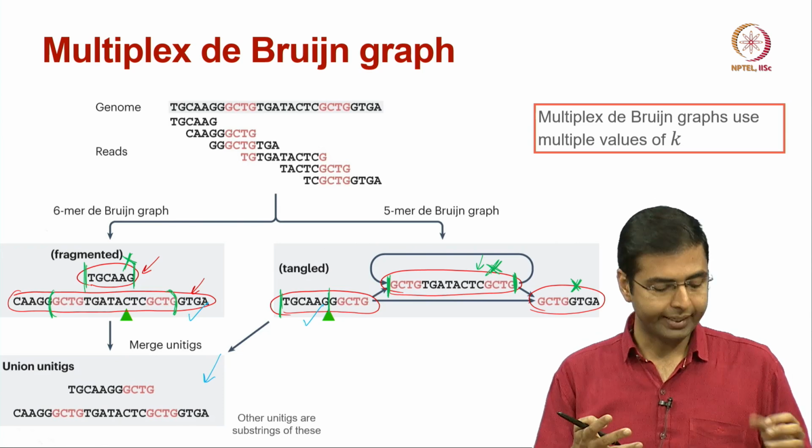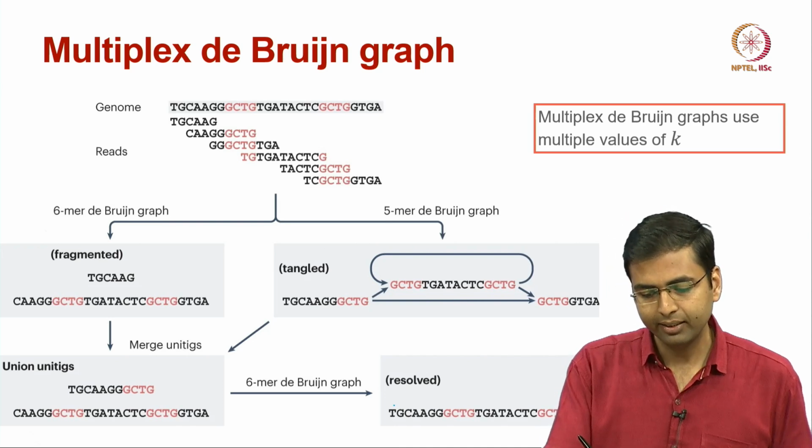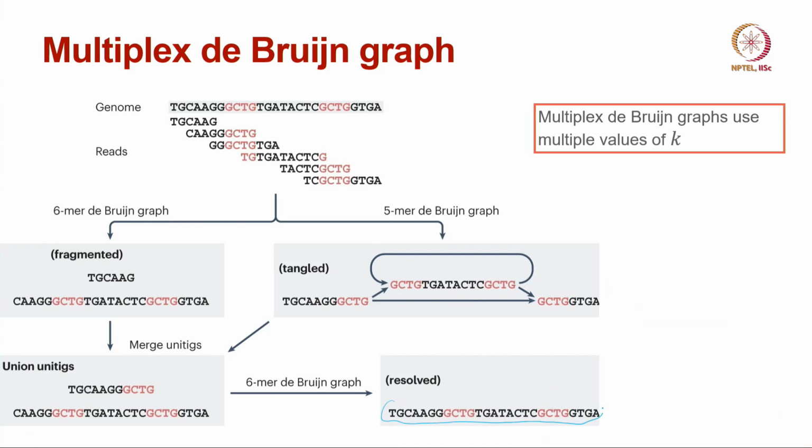From these unitigs, again we will build a de Bruijn graph using k equals 6, and this time you will see that we are able to resolve the complete genome sequence. That is, the genome sequence that we started with, we are able to get the same genome sequence when we build the de Bruijn graph. So now you build a 6-mer de Bruijn graph and you will observe a single chain-like topology in which you have a single unitig that spells the genome sequence.